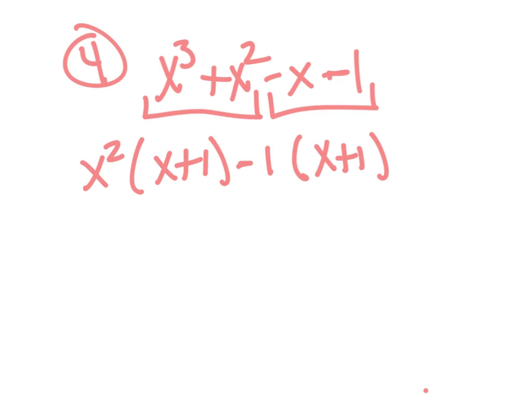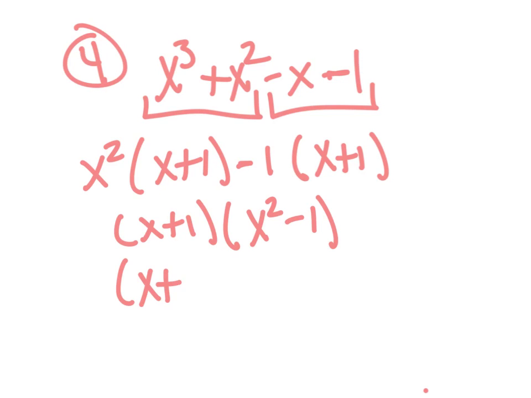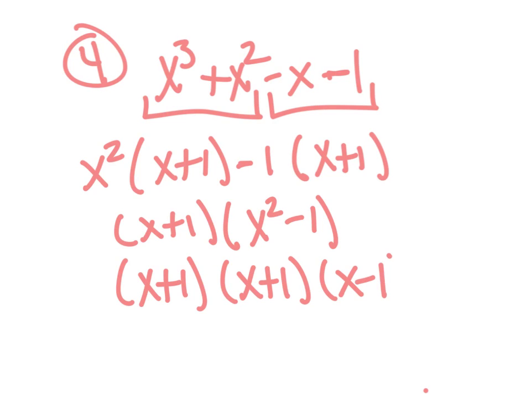And now I'm going to do the distributive property again. They both have x plus 1 in common, and what's left over is x squared minus 1. Thing to realize, x squared and 1 are perfect squares, so I can reduce that also to x plus 1 and x minus 1. So here you get 3 binomials for this answer.